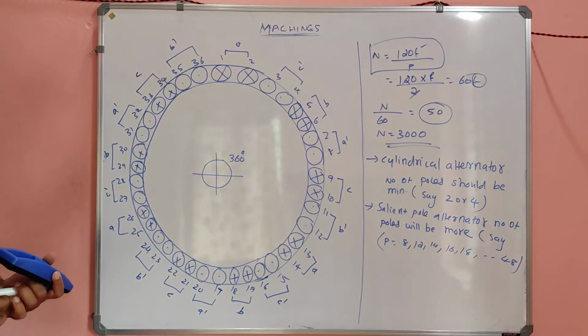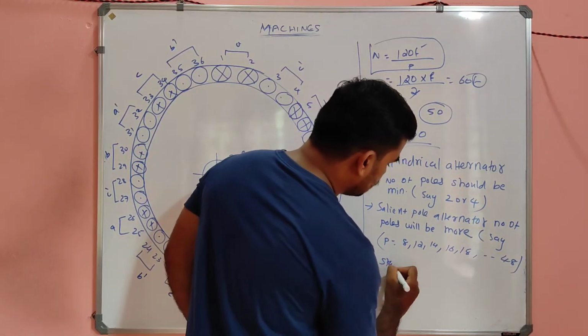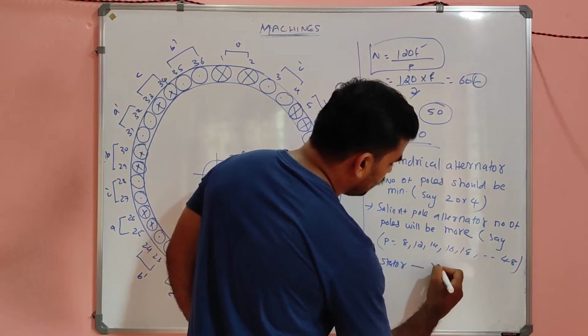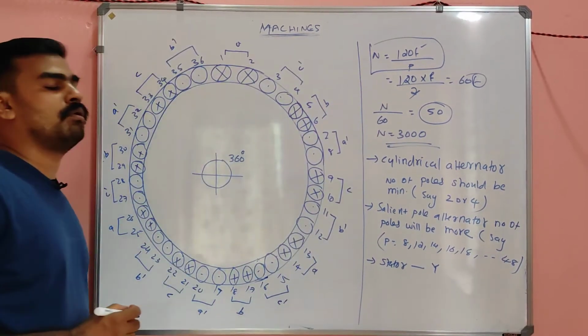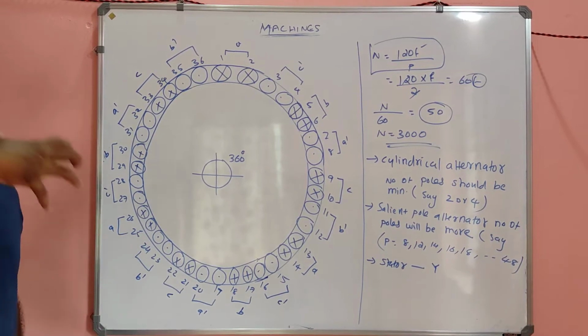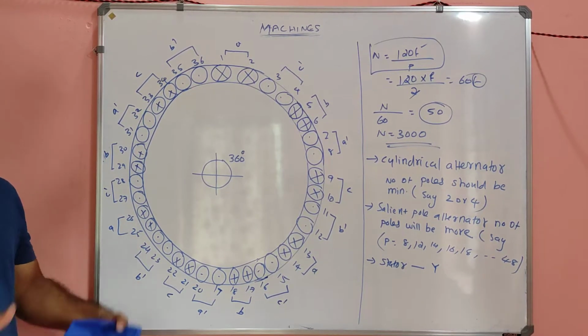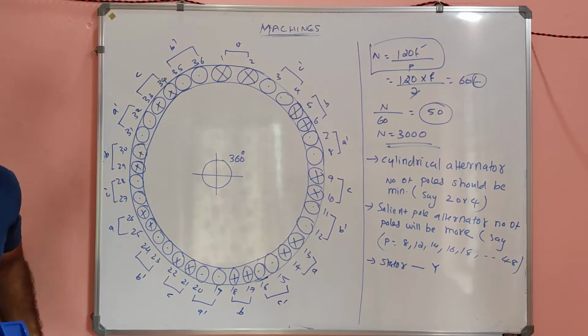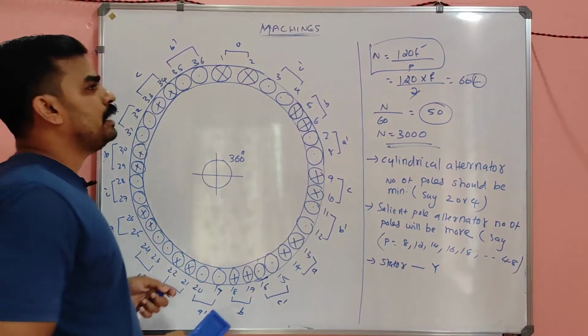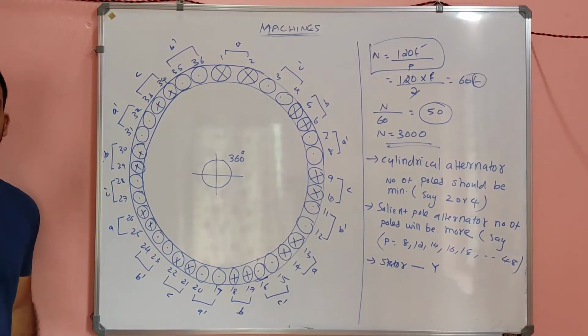And the stator of the alternator is normally star connected. Then only you will get a neutral along with the supply, because from the stator we are taking the output. So these are the general things about the alternator.